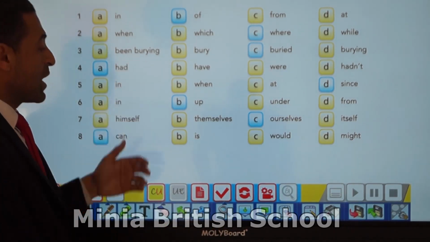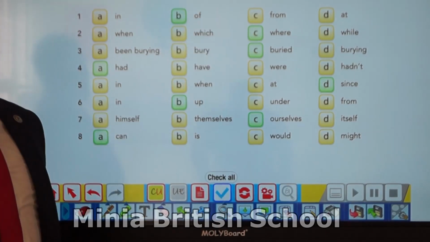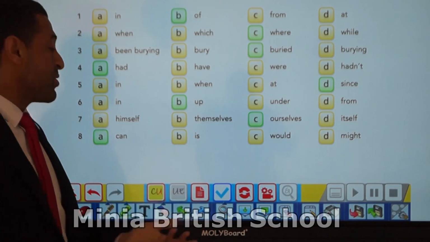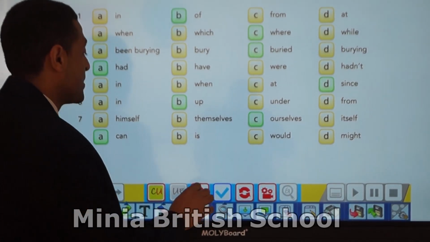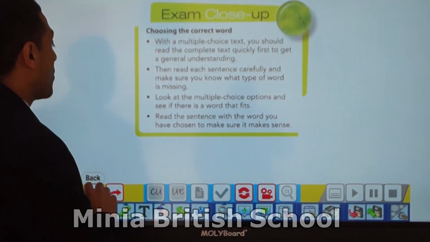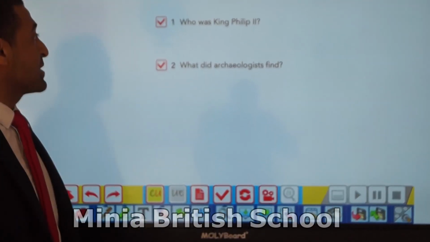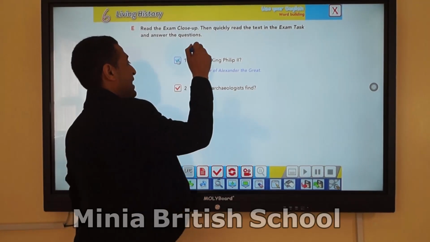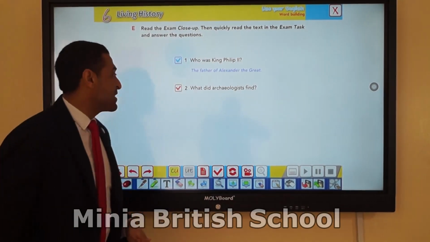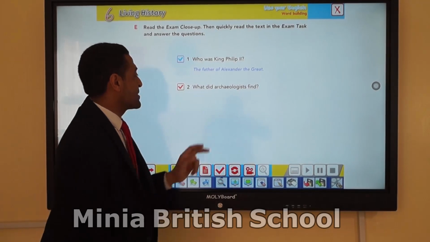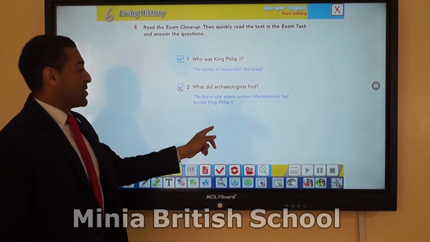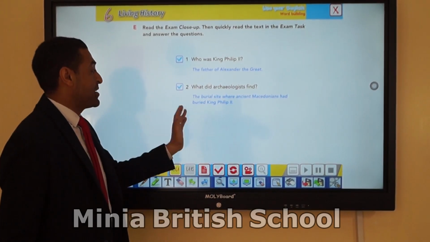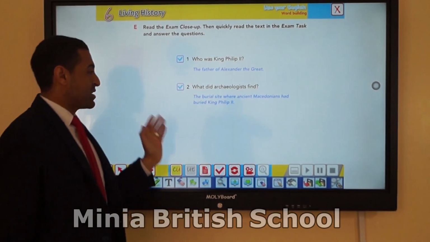And let's check our answers. Yes, they are correct. Okay, so here these are the answers and the reasons for these answers. Okay, if we go back to our two questions before the test, who was King Philip II? He was the father of Alexander the Great. And what did archaeologists find? The burial site where ancient Macedonians had buried King Philip II.